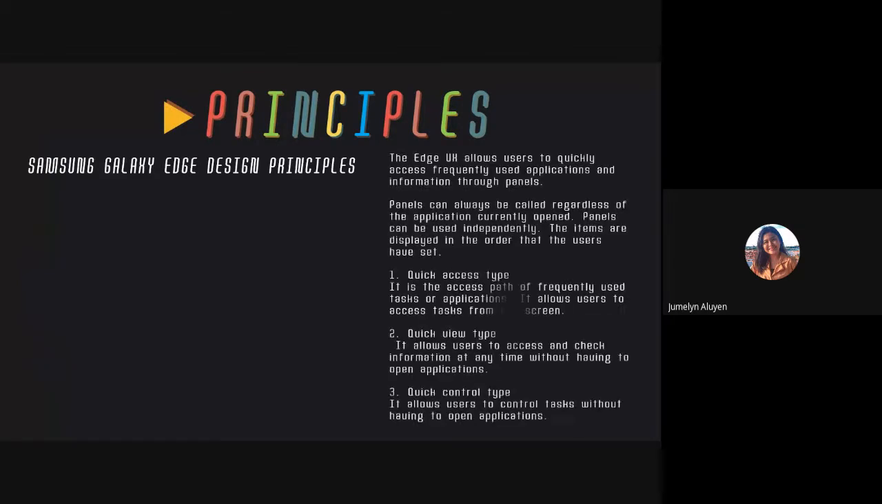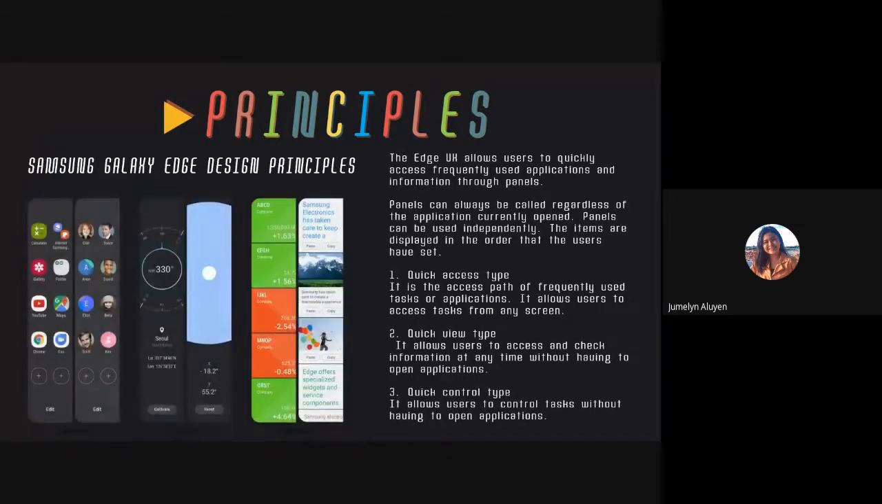So this is an example of the design principles of Samsung Galaxy Edge. On the first pic, on the left side, that is the quick access type. It is the access path of frequently used tasks or applications, and it allows users to access tasks from any screen. Kanang middle na picture, you can see there, I think it's a compass, northwest 330 degrees. So that is a quick view type. It allows users to access and check information at any time without having to open an application. And lastly, the last pic on the right side is the quick control type. It allows users to control tasks without having to open an application. So that is an example of a principle.